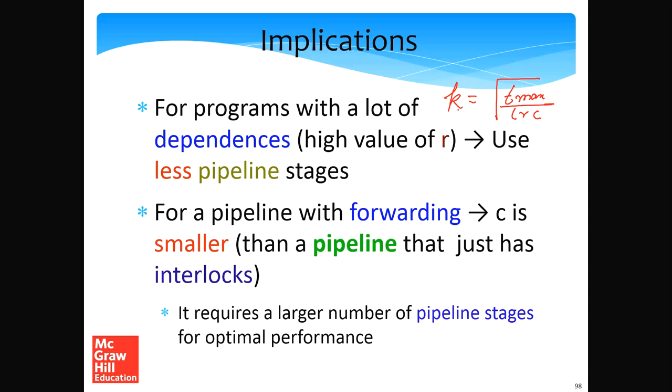So for a pipeline using forwarding, since C is smaller, the optimal number of pipeline stages will actually be more. So for a pipeline with forwarding, it makes sense to make it deeper. Deeper means add more stages. So it will require a larger number of pipeline stages to get optimal performance. Let me maybe summarize this. Forwarding implies have more stages.